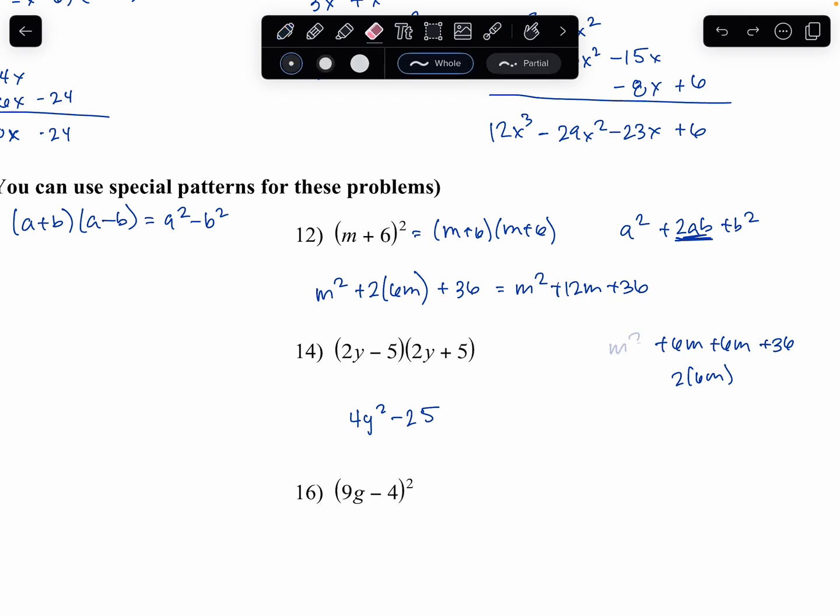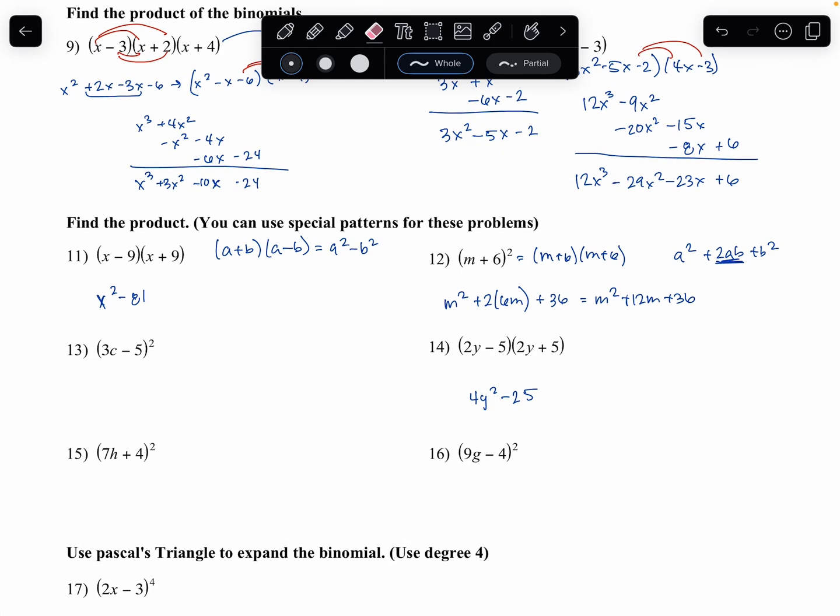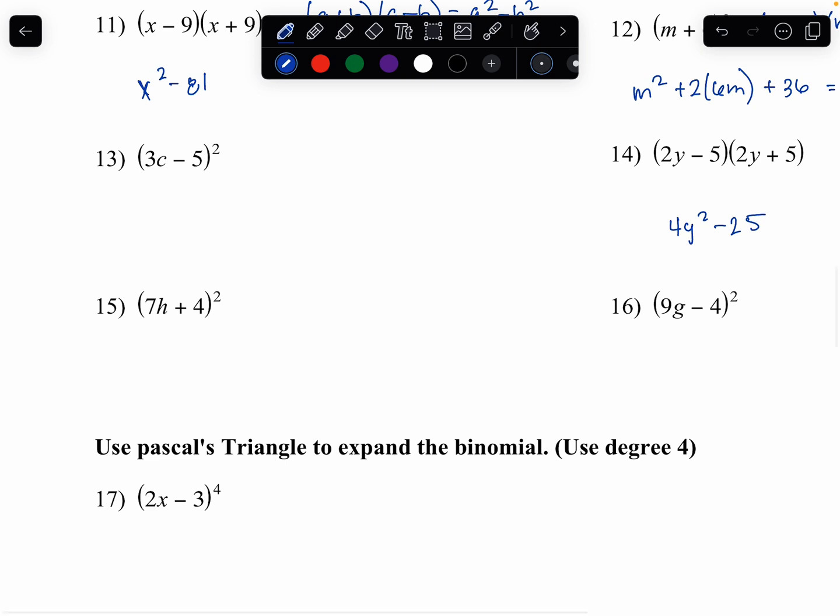Okay, so can I use that pattern anywhere else here on 15? So let's look at 15. If I square this right here, this is the same thing as 7h plus 4 times 7h plus 4. 7h times 7h is going to be equal to 49h squared. And then we're going to get plus 2 times 7h times 4, and then plus 4 squared, which is 16.